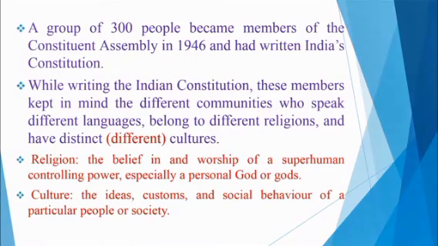A group of 300 people became members of the Constituent Assembly in 1946 and wrote India's Constitution. While writing the Indian Constitution, these members kept in mind the different communities who speak different languages, belong to different religions, and have distinct cultures. Here, distinct means different.